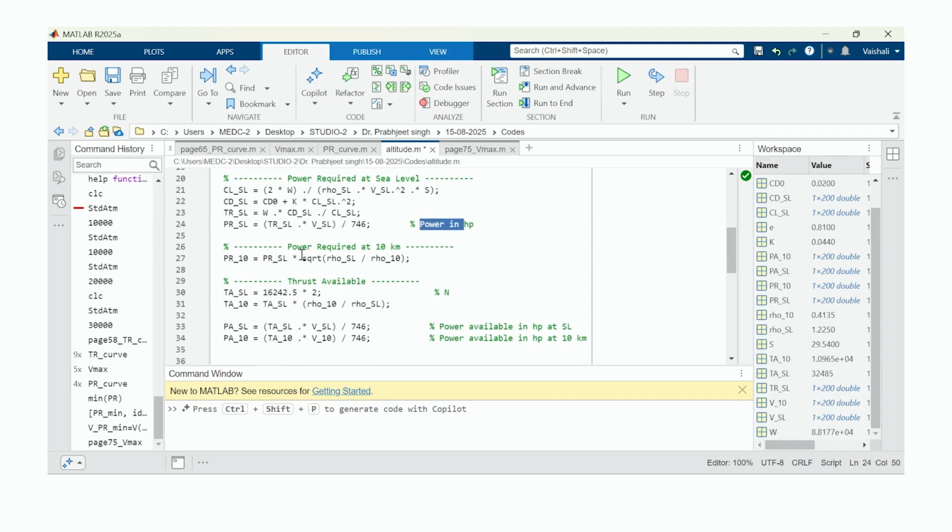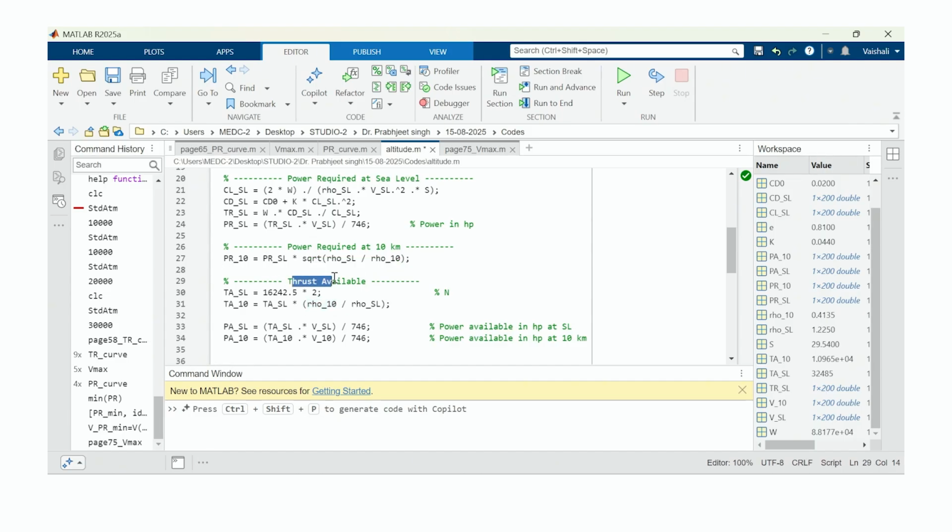Then what about at 10 kilometers? If we know the power required at sea level, we can immediately find power required at 10 kilometers. So PR_10 equals PR at sea level into square root of rho_SL divided by rho_10. Since this is a jet aircraft, I have taken this consideration.